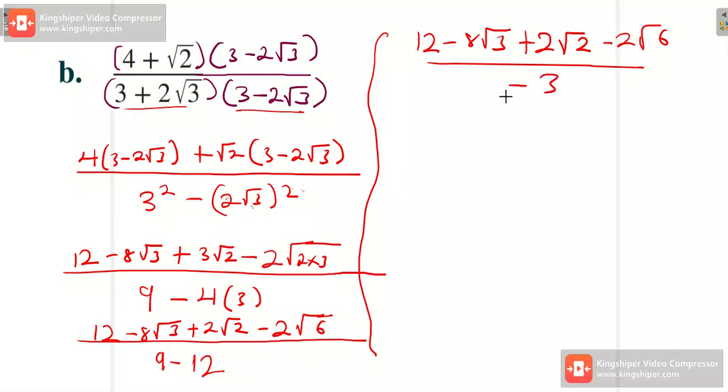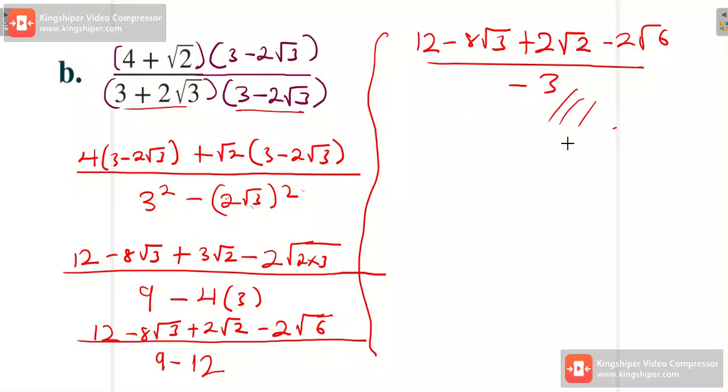So when you get to this point, you can leave your answer here because you cannot simplify it again. Remember that the surds there are not the same, and therefore we cannot simplify further. So we leave our answer here, and that is the solution to the question.